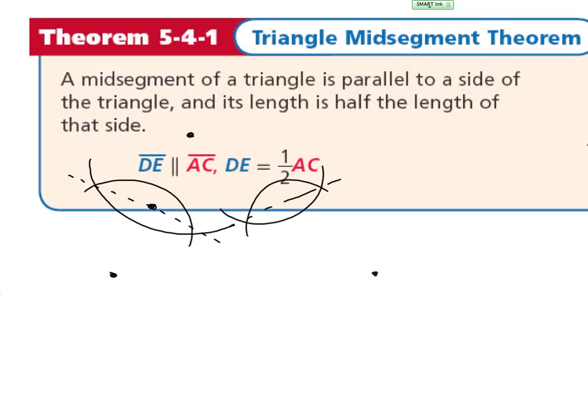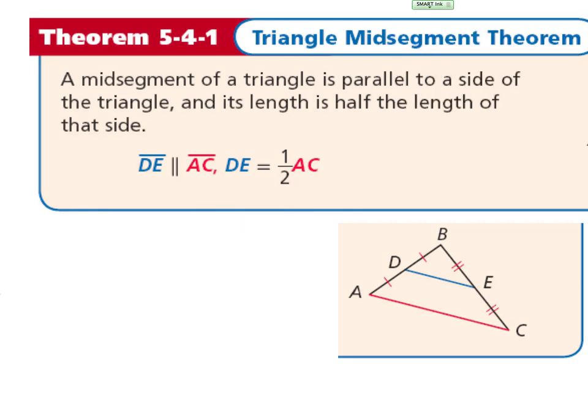So that's what we were talking about right there. And that should lead us to the actual theorem. Did that work out? The length is half as much? So if you flip your notes, the actual Triangle Midsegment Theorem says a midsegment of a triangle is parallel to a side of the triangle. Obviously, it can't be parallel to the one it connects to, so it has to be that third side. And its length is half the length of that side.